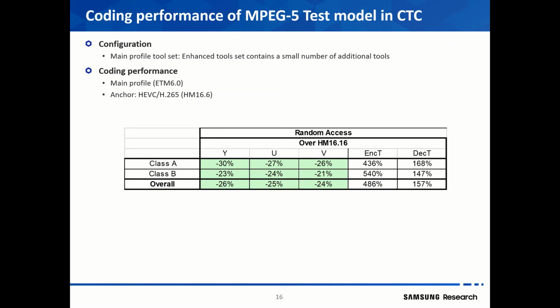This table shows the objective coding performance of EVC main profile compared to HEVC. The testing condition is, as I mentioned, defined by the EVC group in MPEG. The result shows 30% coding gain in 4K and 23% coding gain in 2K compared to HEVC respectively. EVC main encoding time shows 4 or 5 times that of HEVC, and decoding time shows 1.5 times that of HEVC.